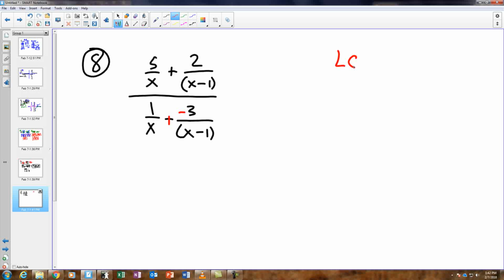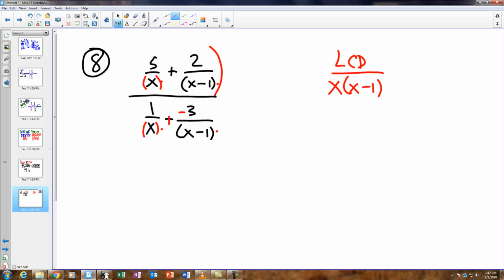The next thing I'm going to look for is the LCD. The LCD for the denominators is an x times an x minus 1. Can you turn every one of them into an x times x minus 1? The answer is yes. This would need an x minus 1. This would need an x. This would need an x minus 1, and this would need an x. That's how I know I have the LCD right.